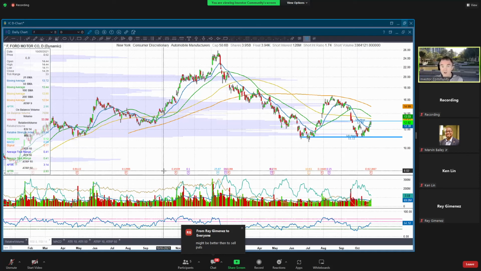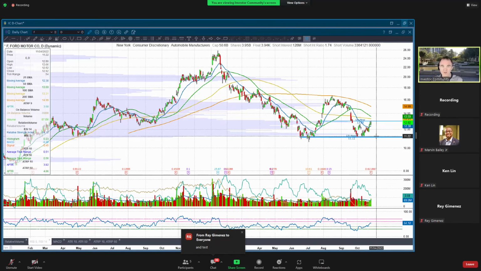Yeah, that might actually be a good option, as long as you're aware of the risks of selling puts. Ray said here it might be better to sell puts if it breaks that major support. So if you sell puts, you've got to sell them down here below the support line. Ideally a little lower, even maybe 1050 is a good place to sell puts.